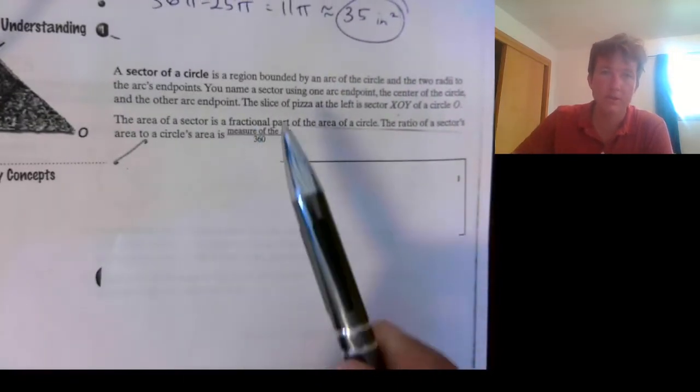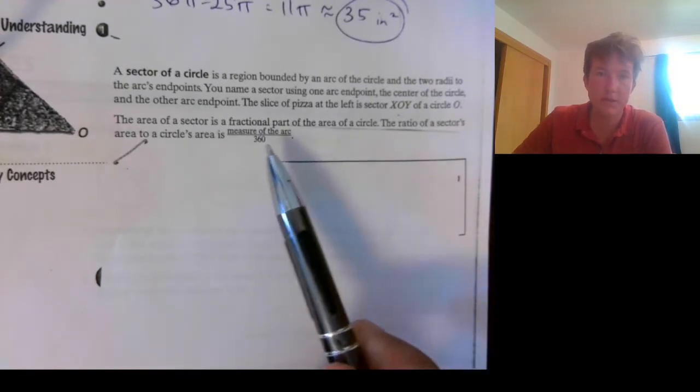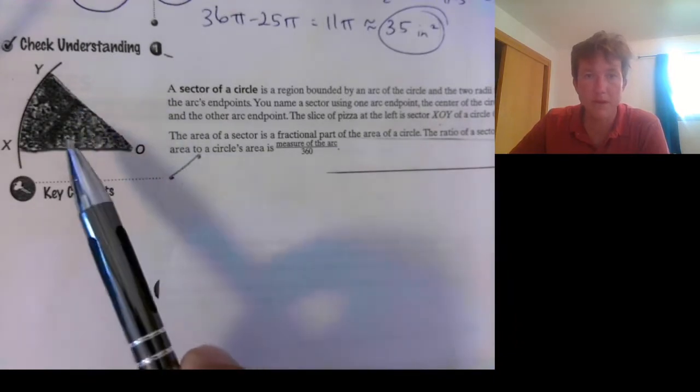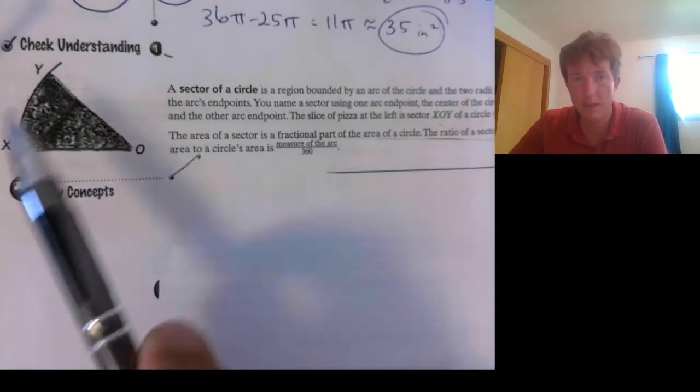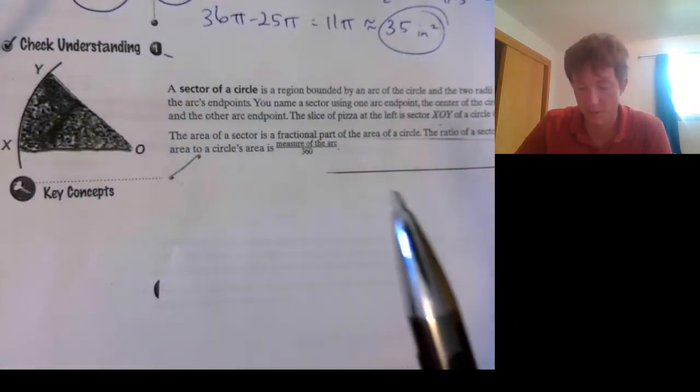The area of a sector is a fractional part of the area of the circle. The ratio of a sector's area to the circle's area is the measure of the arc divided by the entire pizza, which has 360 degrees.